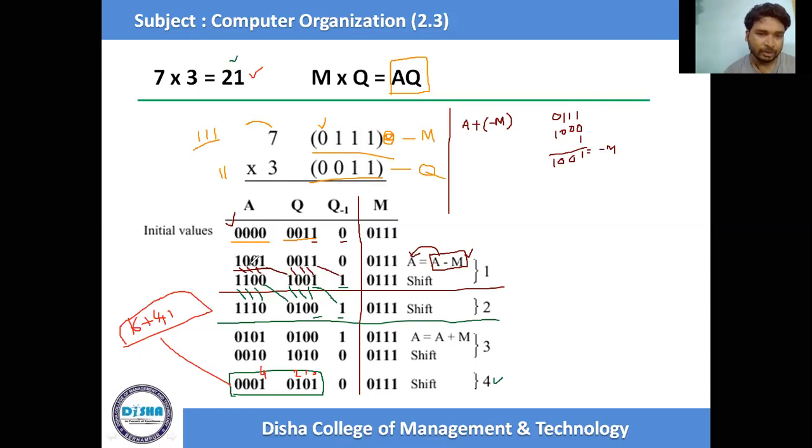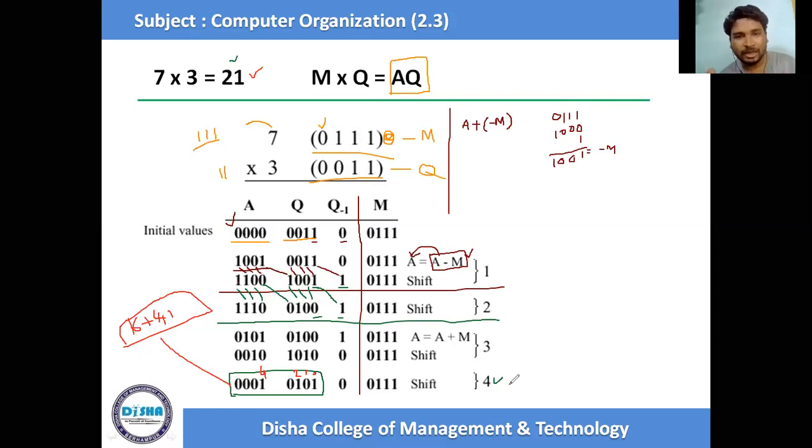When we shift, the value at the last position of the accumulator is repeated. See, in this case this 0 comes to this position and this 0 is repeated here. How do we consider a step completed? First we do the arithmetic operation, then we do the shift operation. After the shifting operation, the step is complete.